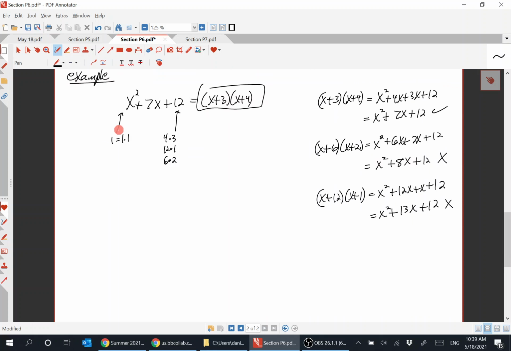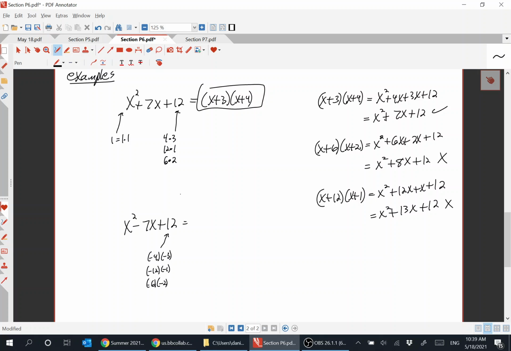How about this? So examples, x squared minus 7x plus 12. The only difference between this polynomial and that polynomial is that this is a plus 7x and this is a minus 7x. And 12, of course, is not just equal to 4 times 3. It's also equal to minus 4 times minus 3. It's also equal to minus 12 times minus 1. It's also equal to minus 6 times minus 2.